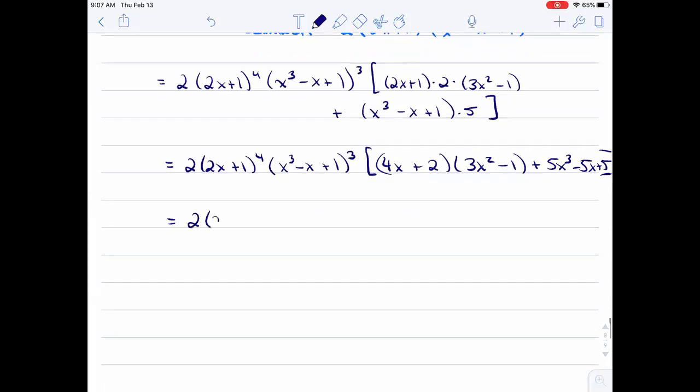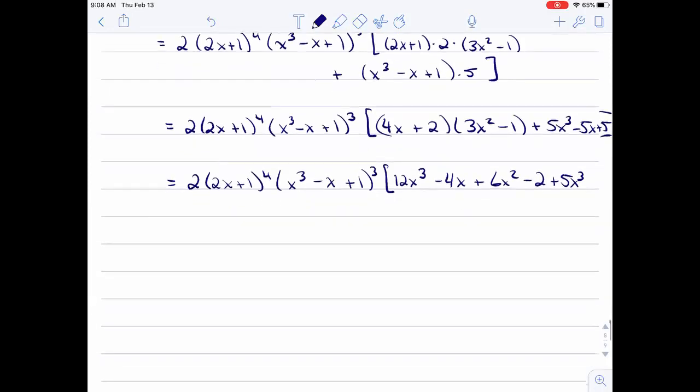so then we've got 2 times 2x plus 1 to the power of 4 times x to the power of 3 minus x plus 1 to the 3. Well, 4x times 3x squared puts me at 12x to the 3. 4x times negative 1 minus 4x plus 6x squared minus 2. And then plus 5x to the 3 minus 5x plus 5.